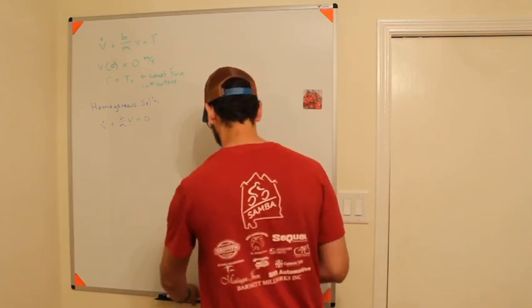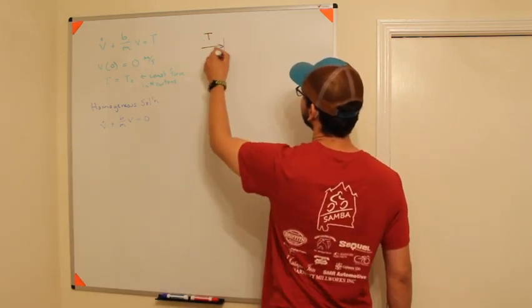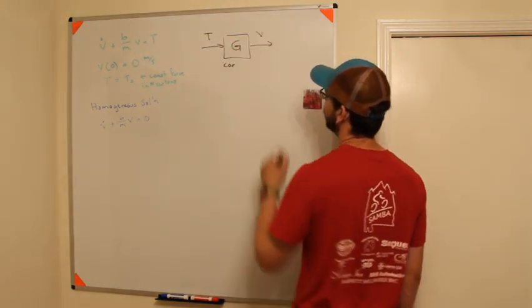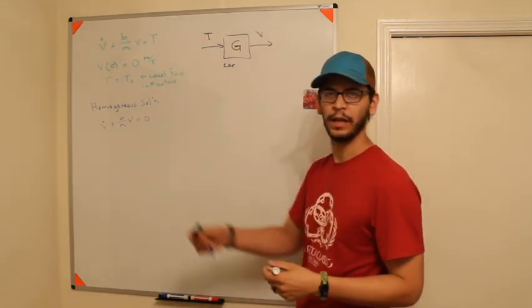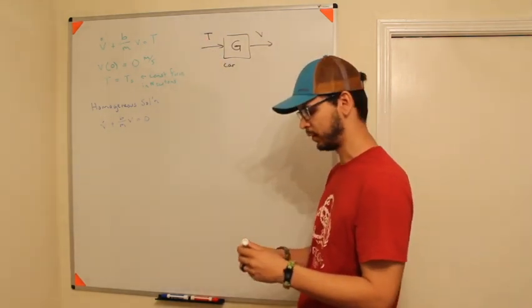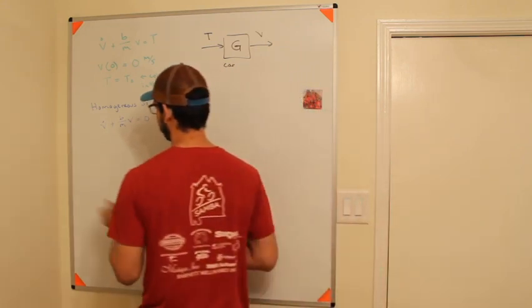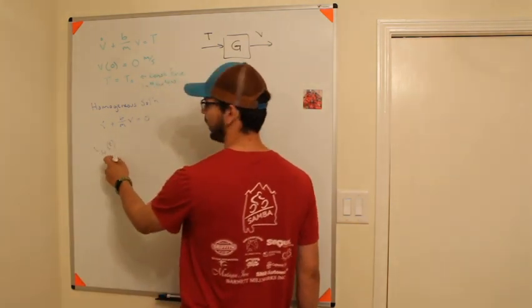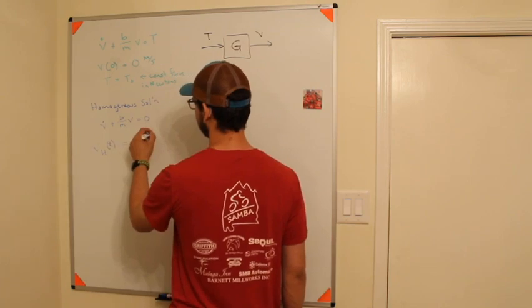You also have to consider, right, what are we looking at here? We have thrust as our input, G is our plant, this is the car, and V is our output. So the homogeneous solution is where you set the input to 0. That's another way to look at it, where you set all of the forces to 0. Okay? So with a homogeneous solution here, what you do is you assume a solution. So typically what I do is I say VH, H is homogeneous, and I say A e to the ST.